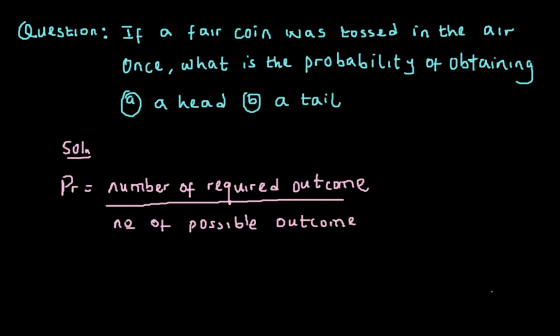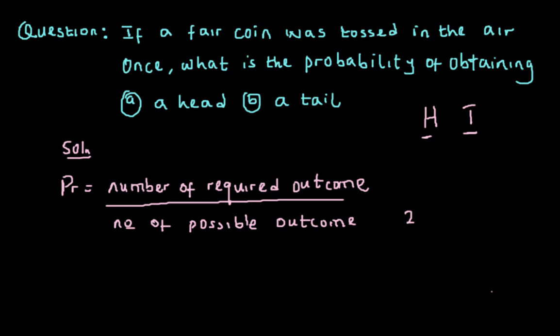Now if I toss a fair coin in the air, I have two possible outcomes. It's either it falls on the head or tail. Does this make sense? So we have two possible outcomes, head or tail. So we know that the number of possible outcomes is 2.